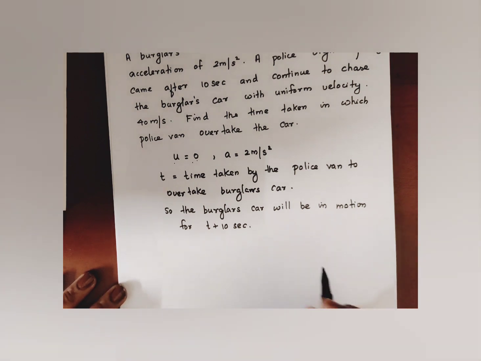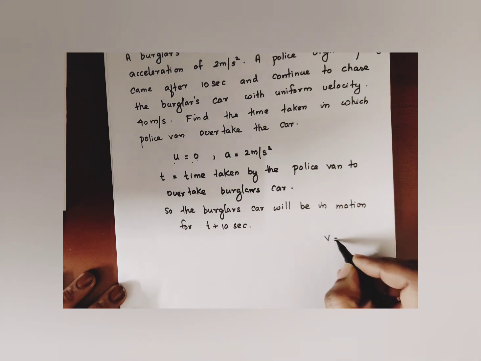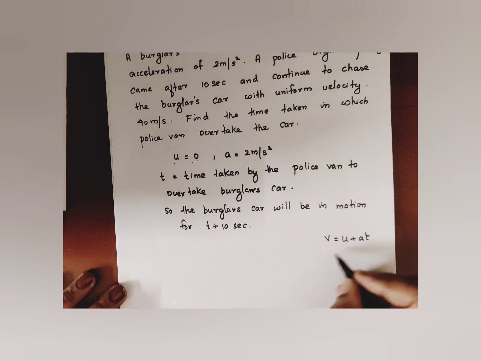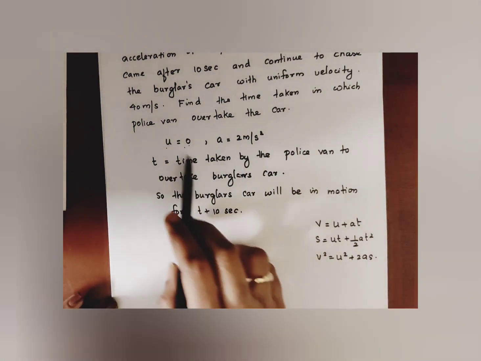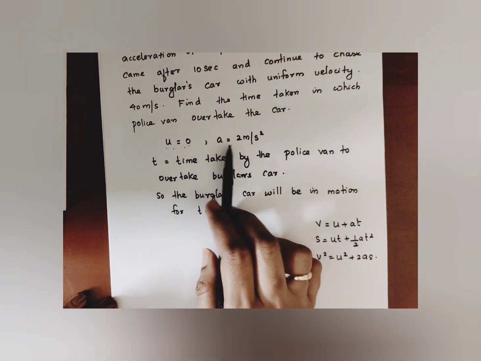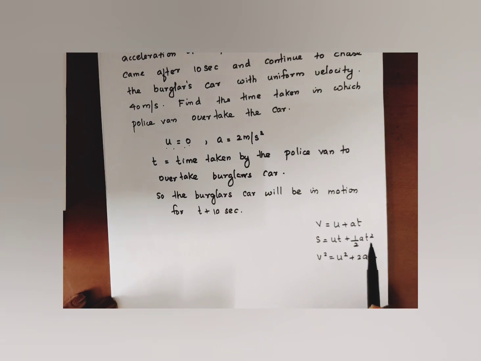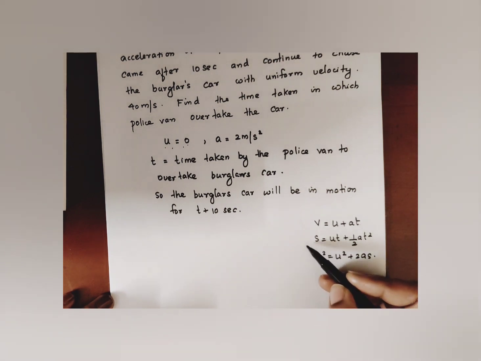So now we will consider the equations of motion. We have three equations of motion: v is equal to u plus at, s is equal to ut plus half at squared, and v squared is equal to u squared plus 2as. Based on the data, you have to select the equation. Here initial velocity is 0, acceleration is 2, and then time. So we are choosing the second equation because we have to find the time taken for the police van to overtake the car.